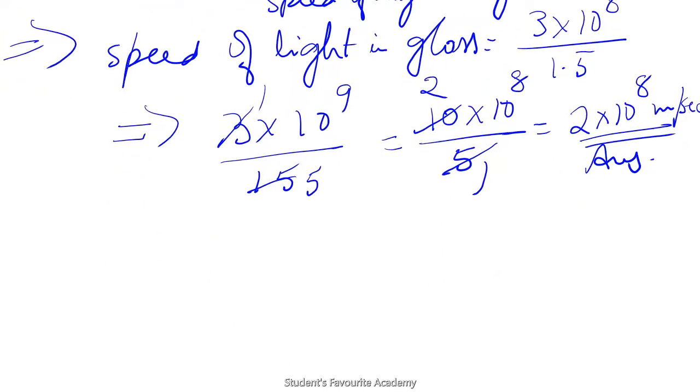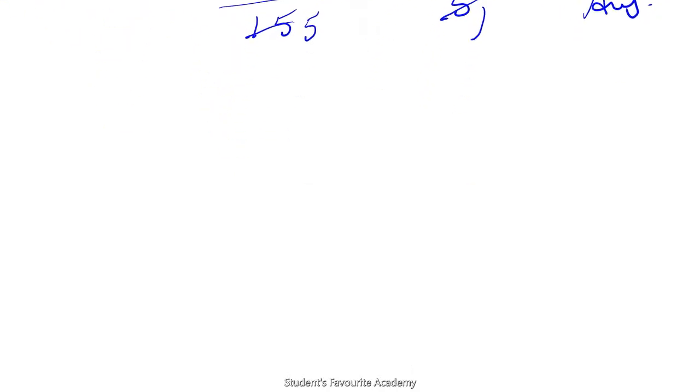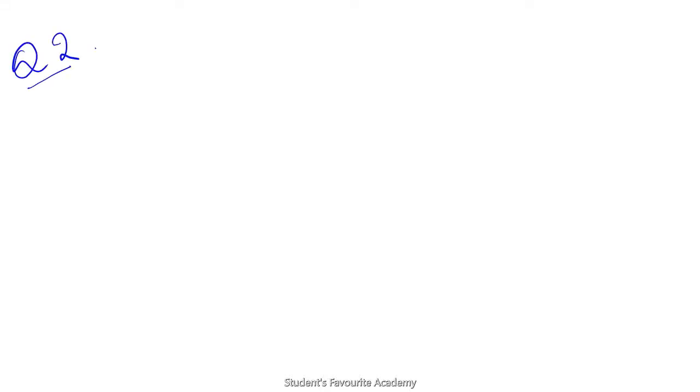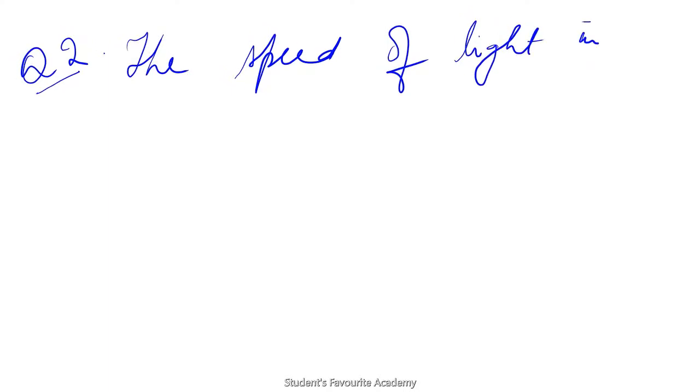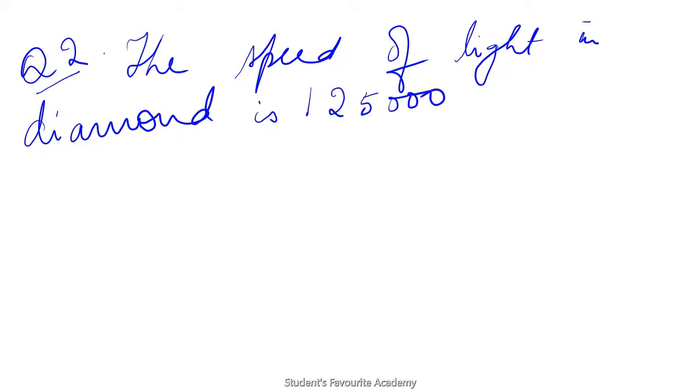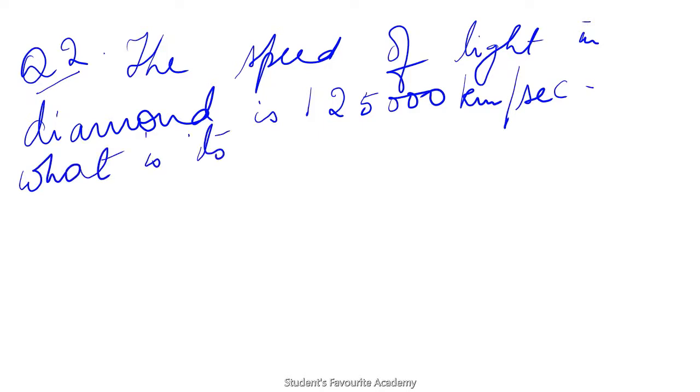Now question 2. The speed of light in diamond is 1,25,000 kilometer per second. What is its refractive index?